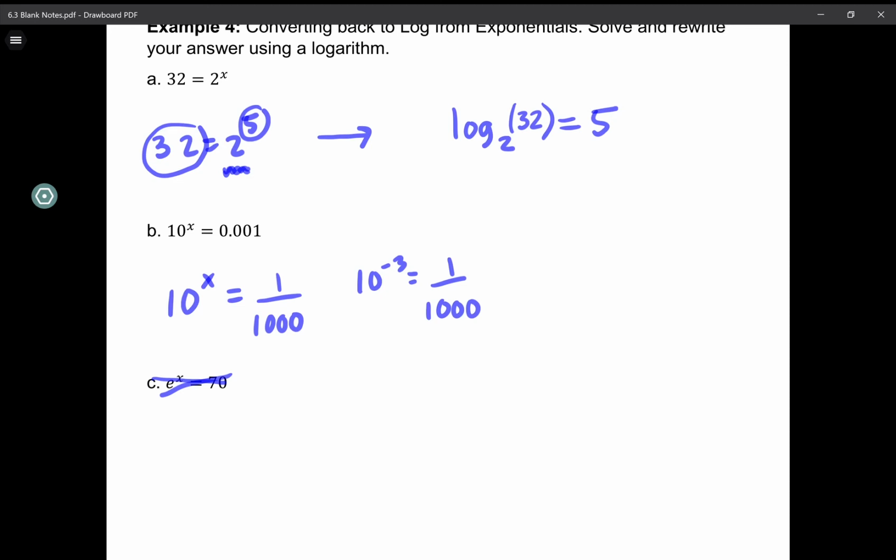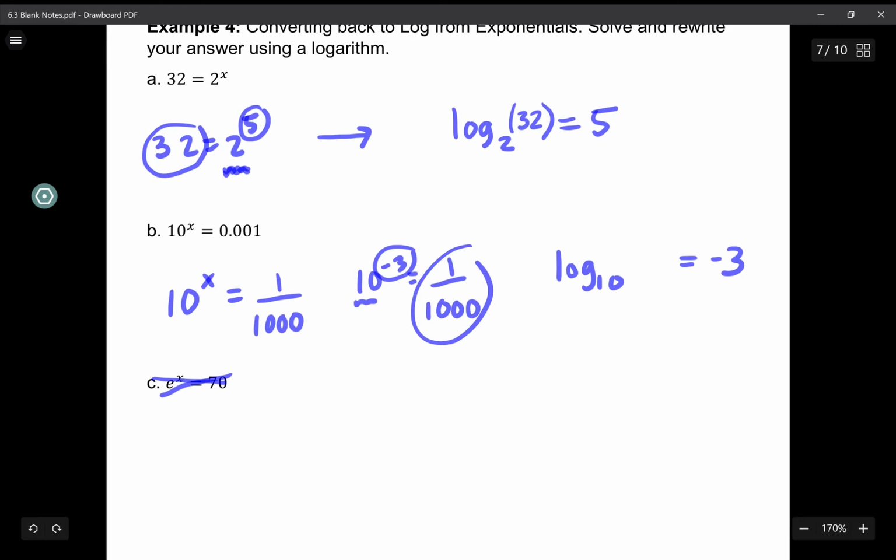Let's rewrite this as a logarithm. Well, my base stays my base, log base 10. My exponent is what the logarithm is equal to, so that comes over here, and the value is the value inside the logarithm. Log base 10 of 1/1000th is equal to negative 3. If you wrote log base 10 of 0.001 equals negative 3, that's fine also. All right.